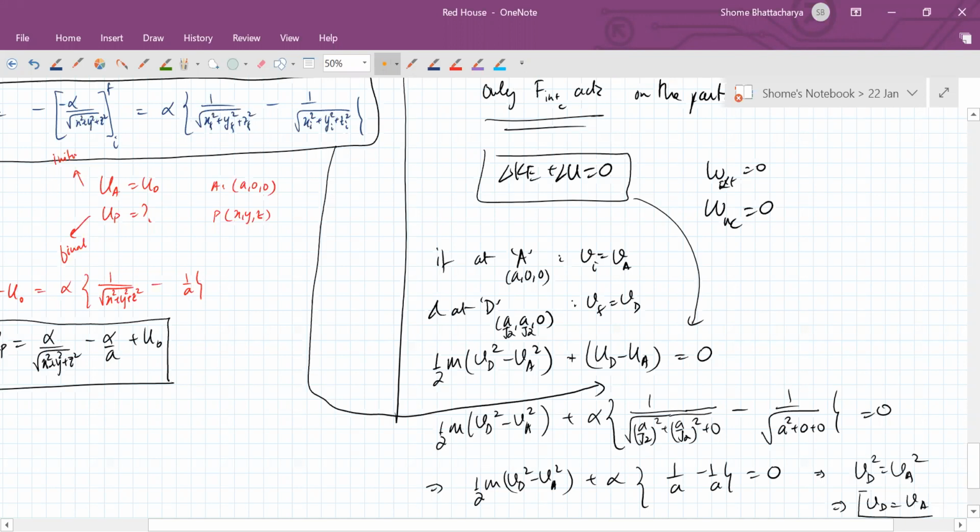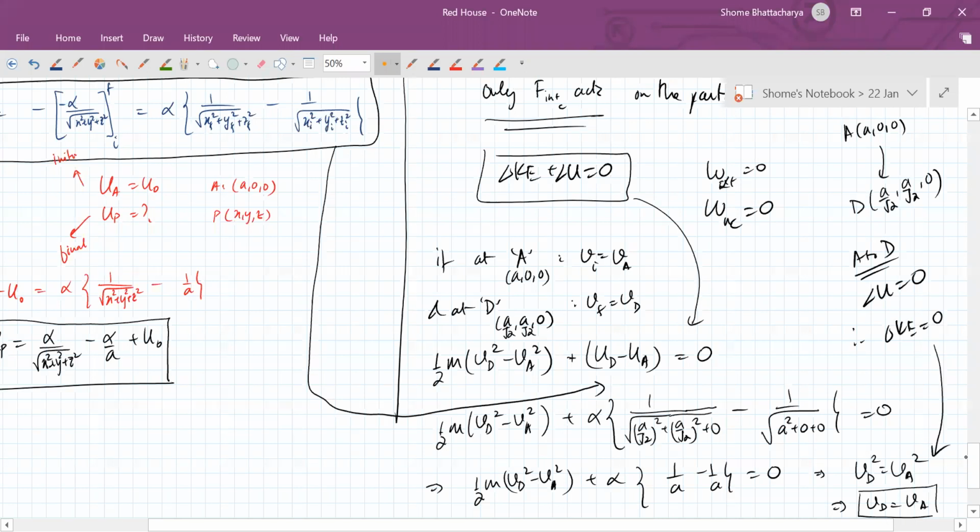So it just so happens that if you go from this point A, which was A comma 0 comma 0, to this point D, which is A by root 2 comma A by root 2 comma 0, it just so happens that from A to D your delta U is 0. So therefore, change in kinetic energy should also be 0. So therefore, the speed should be the same. Okay, so that is the final conclusion that you can see.